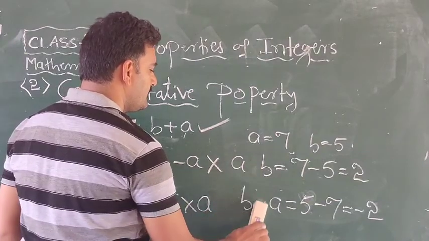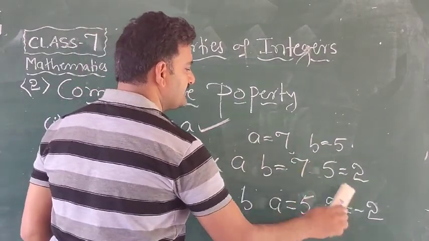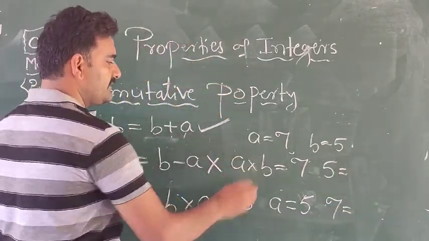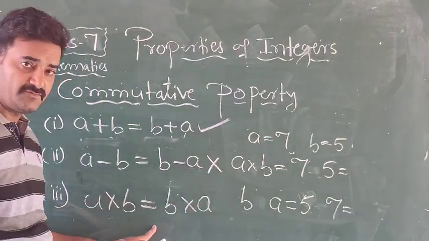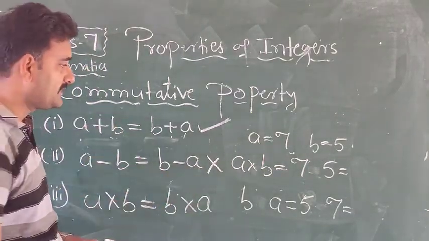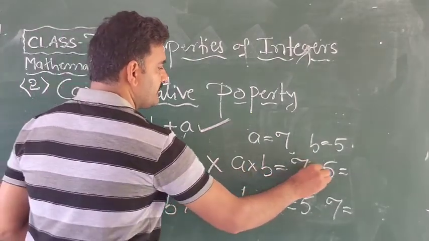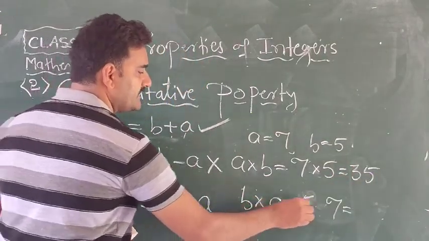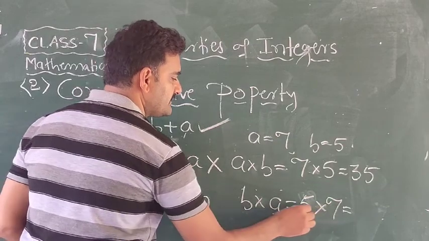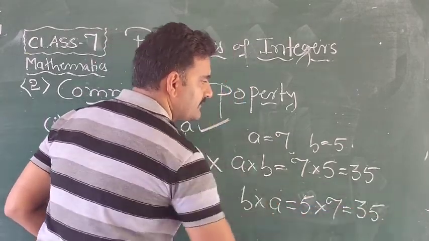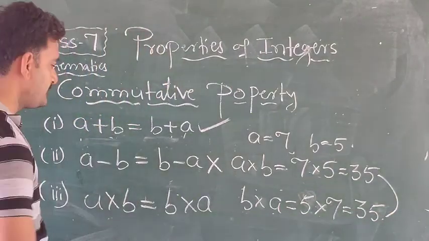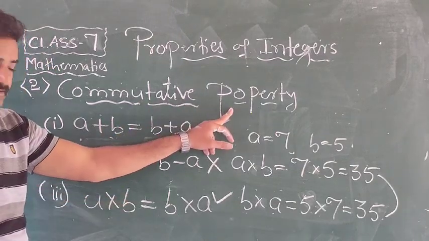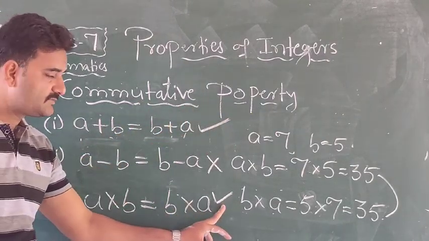Now in multiplication, I'll use the same numbers. A into B. Subtraction does not hold good. Now I am going for multiplication under commutative property. A into B. 7 5s are 35. Now B into A, that is B means 5, A means 7. 5 7s are 35. Both the numbers are same. That means it satisfies this. Commutative property under multiplication holds good.